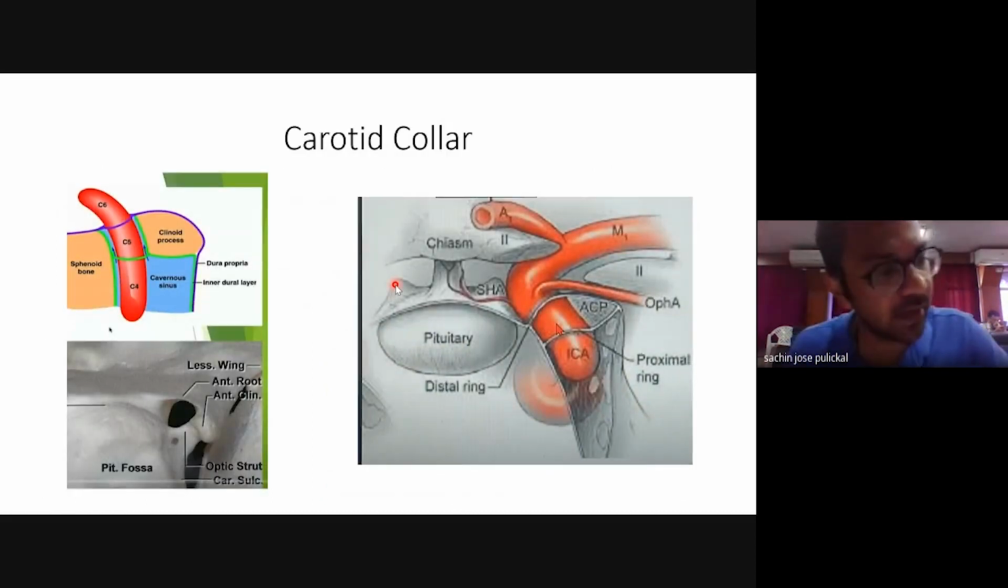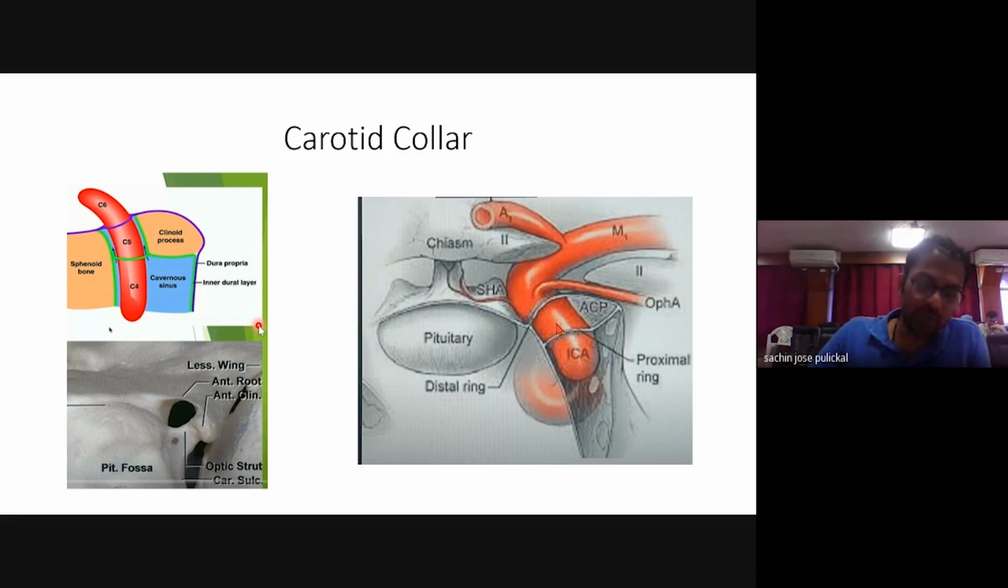I hope you understood this, and we'll go into the last topic of the day, which is the anatomy of the carotid collar. The carotid collar, like I told, is just a dural fold through which the clinoidal ICA traverses. You can see this is the cavernous ICA. Once it reaches the area of the clinoid process, the dura of the mid-temporal fossa splits into two to enclose the anterior clinoid process.